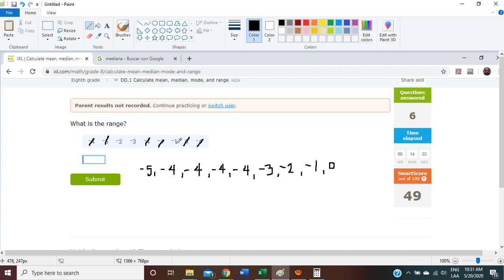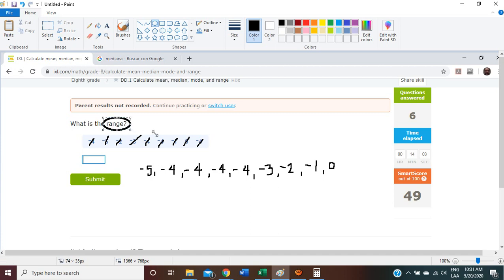Okay, we have already written all of the numbers. So now let's find the number that is in the middle. No, you know what? I made a mistake. We are not being asked about the median. We are being asked about the range.